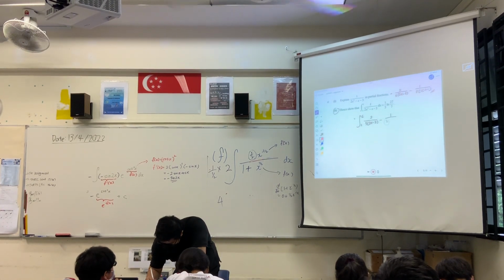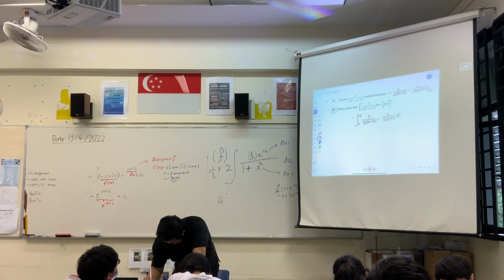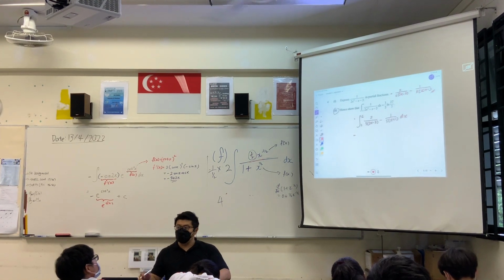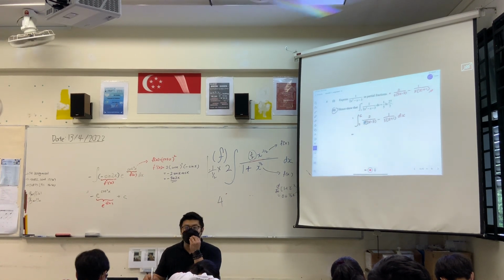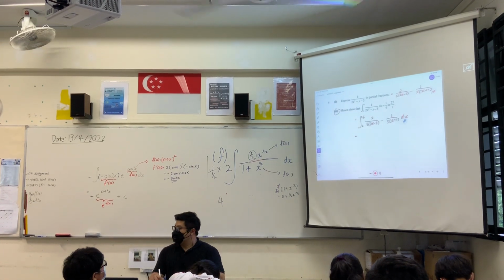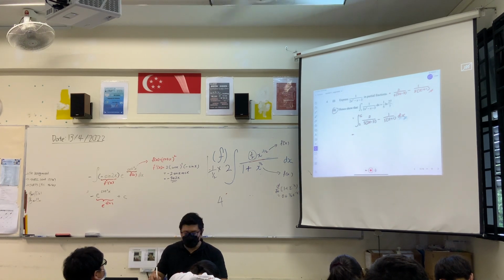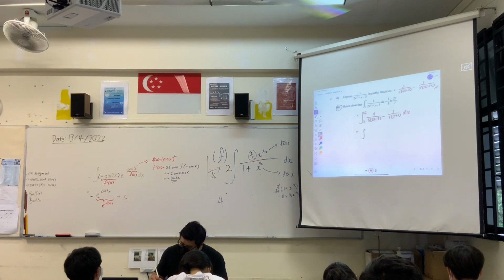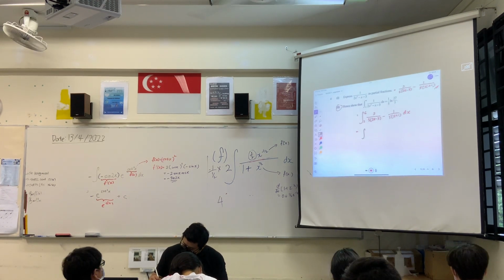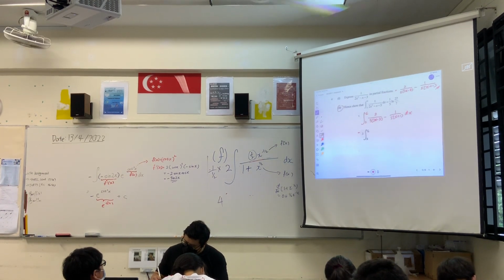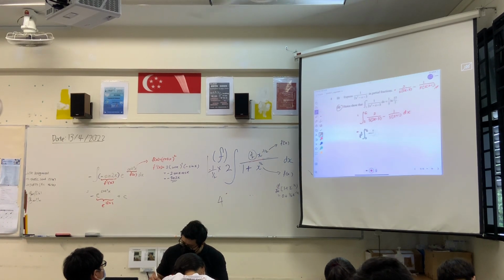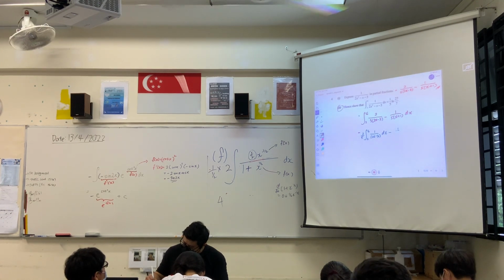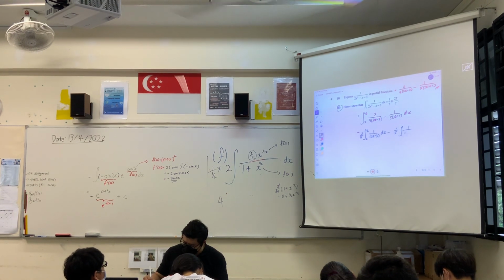1 over 5x plus 1. Okay, so from here, if I integrate this, what do I get? This is the same as me integrating this. I just put a 2 over 5 outside. This is 1 over 2x minus 3 minus 1 over 5 integral of 1 over x plus 1.